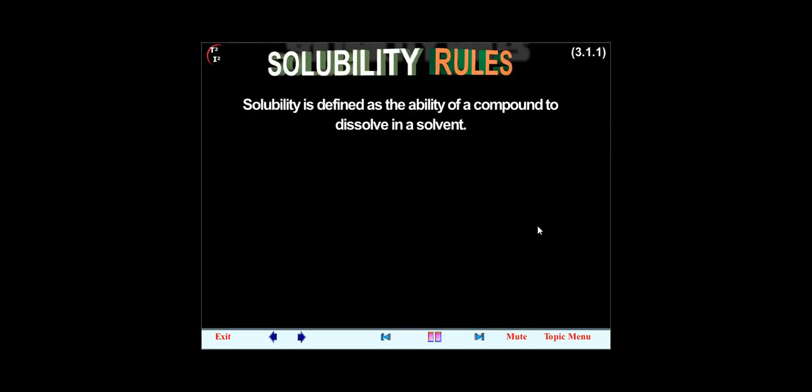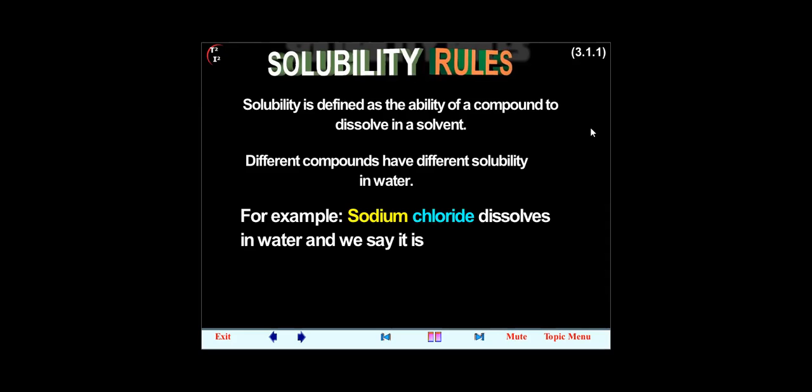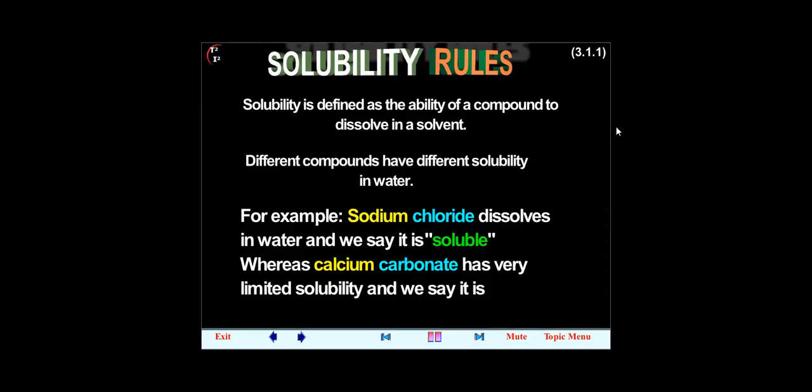Solubility is defined as the ability of a compound to dissolve in a solvent. Here, we will consider water to be the solvent. Different compounds have different solubility in water. For example, sodium chloride dissolves in water and we say it is soluble, whereas calcium carbonate has very limited solubility and we say it is insoluble.